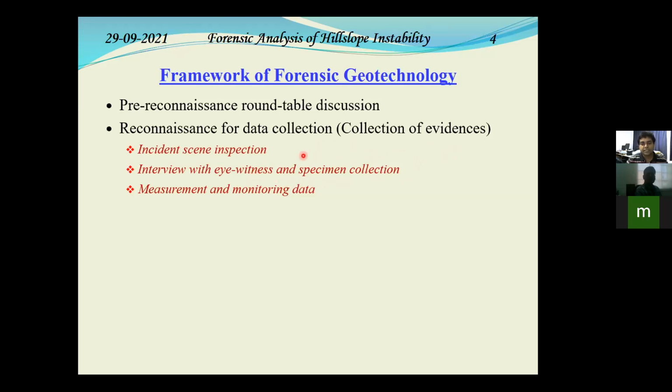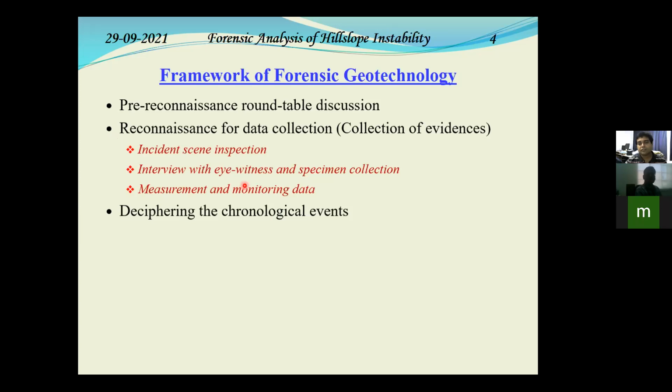We collect specimens from the site: soil specimens, rock specimens, or any other visual inference which we can draw from visiting the site. And if at all there are measurement or monitoring data, if the client has already done some monitoring, we definitely need to collect those as well.